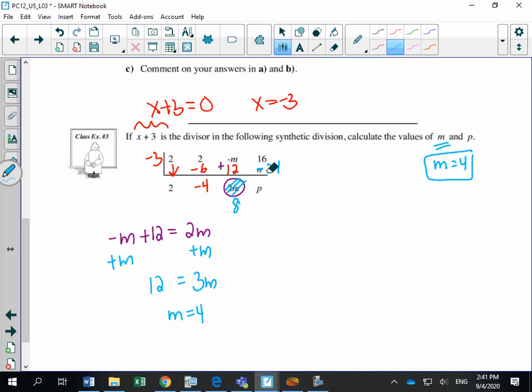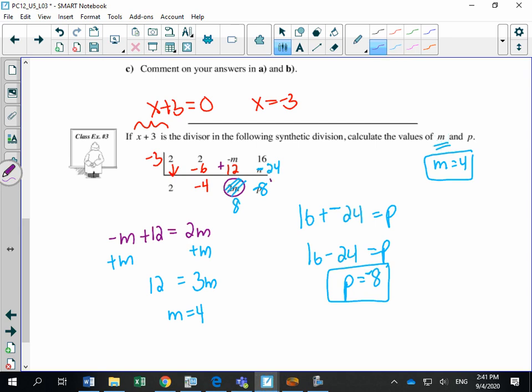And then I need to add this to get p. So let's see what we get. 16 plus -24 is equal to p. And p would be equal to, this becomes 16 minus 24 is equal to p. P is equal to -8. Okay, and if p is equal to -8, remember that this right here, that is our remainder.